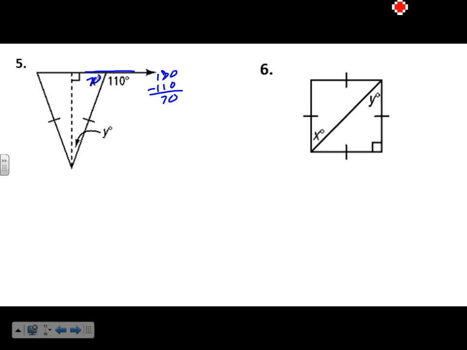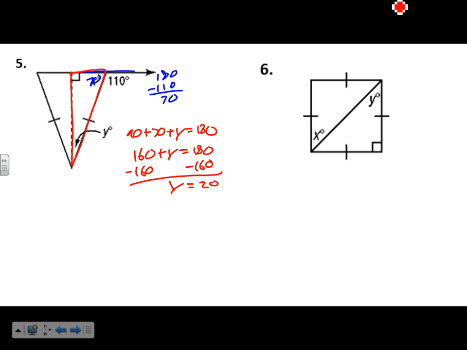Now we're just going to look at this triangle. We have 90 degrees plus 70 degrees plus y is equal to 180. 90 plus 70 is 160 plus y is equal to 180. Subtract 160, subtract 160, we get y is equal to 20.